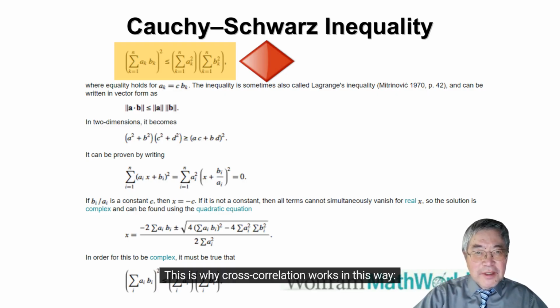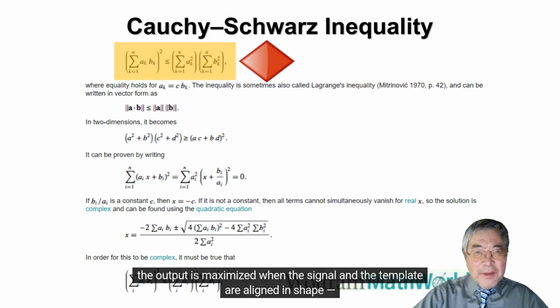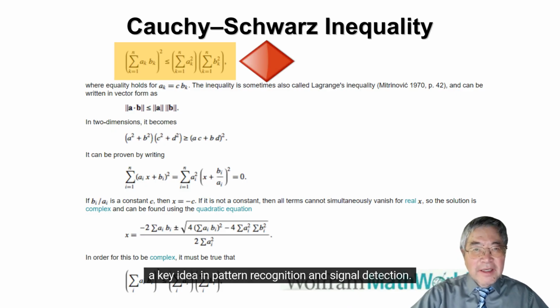This is why cross-correlation works in this way. The output is maximized when the signal and the template are aligned in shape, a key idea in pattern recognition and signal detection.